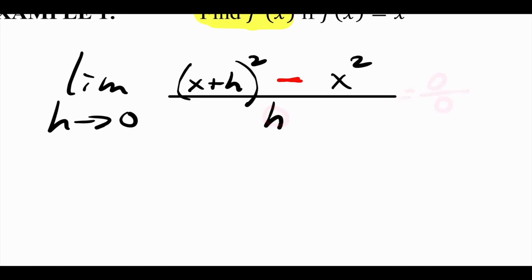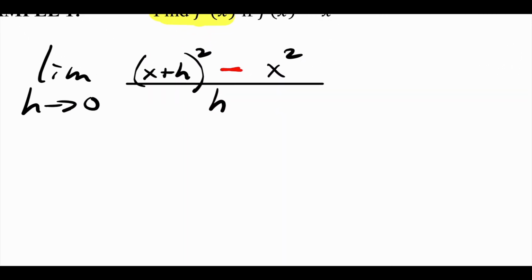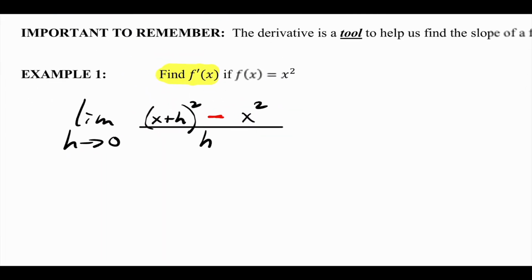And what did we learn about when we got 0 over 0 anytime we got a limit? What did we always learn about that if we plugged it in and we got 0 over 0? We have work left to do. Yeah. And that's what we have to do. What work do we have left to do? Well, I see this guy here. You see this guy here? This is a binomial squared. I'm going to expand that.